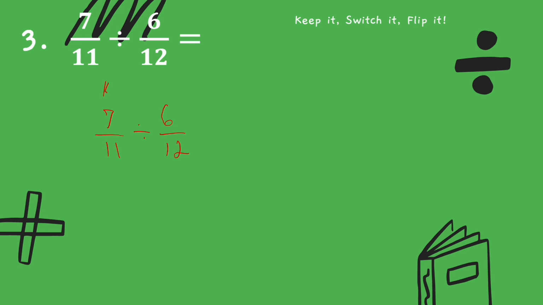So now I want to keep, switch, and flip. We're going to keep our first number, which is the 7/11. We need to switch our math. So instead of division, we're going to do multiplication. And I need to flip my fraction. So I'm going to flip my 6/12 to now being 12/6. So now that I looked at my problem, rewrote it, now I can solve it.